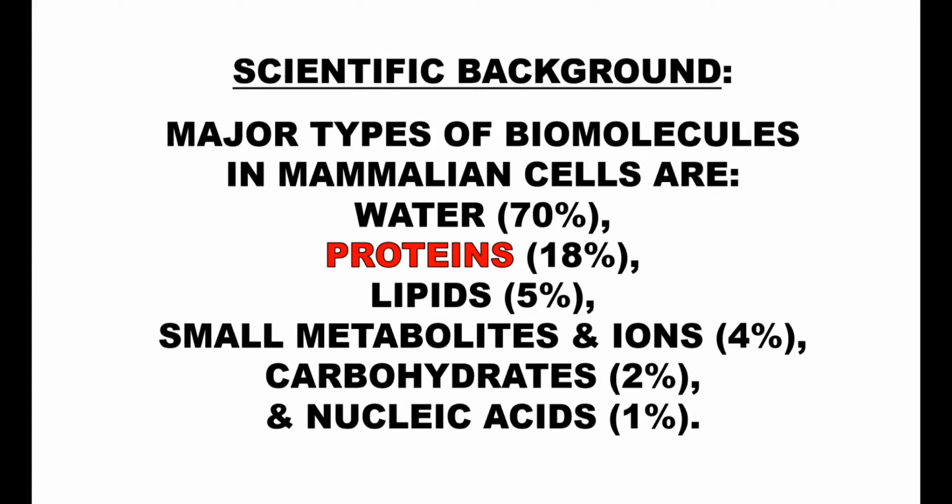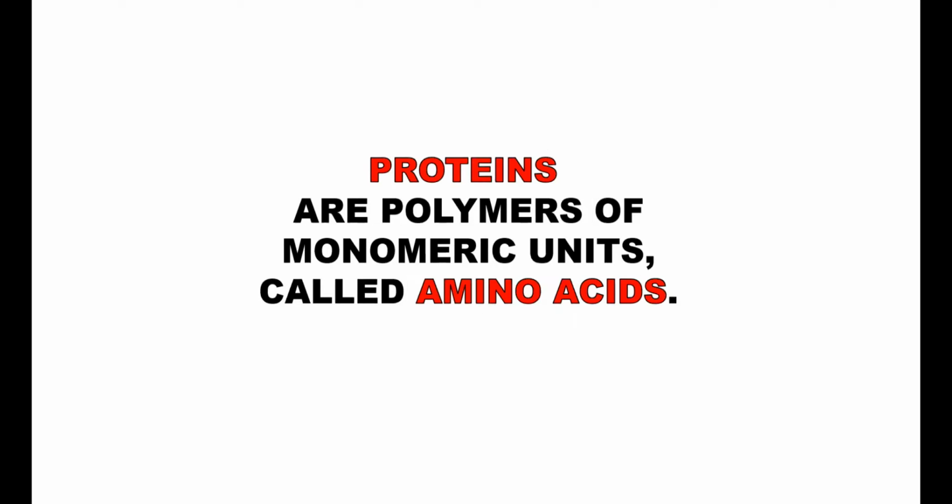The major types of biomolecules in mammalian cells are water, which comprises 70% of the cell, proteins, which comprise 18% of the cell, lipids or fats, 5% of the cell, small molecules called metabolites and ions, 4% of the cell, carbohydrates or sugars, 2% of the cell, and nucleic acids such as DNA and RNA, 1% of the cell.